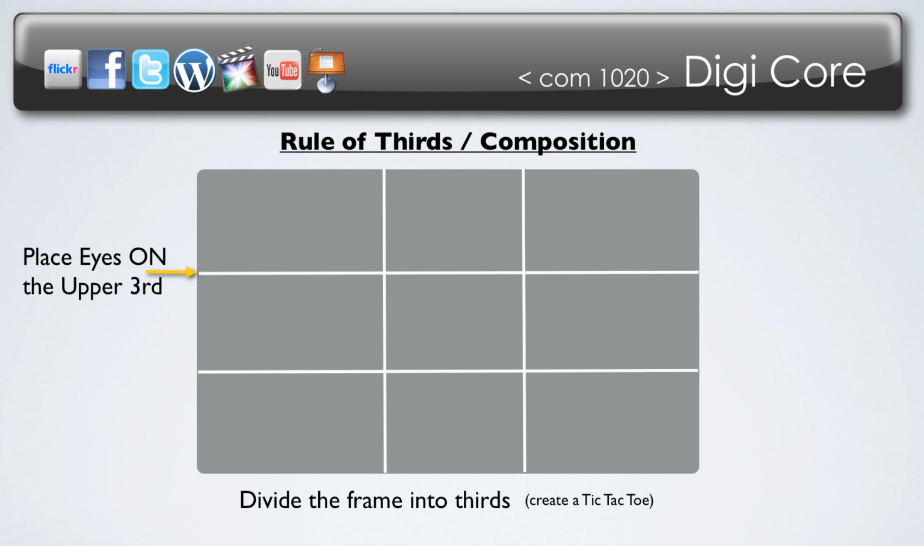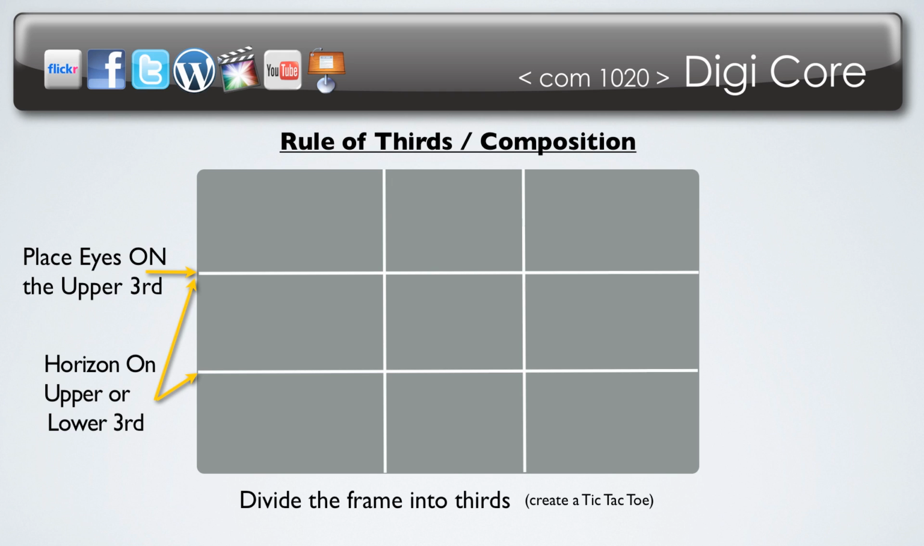Now perhaps what you're shooting doesn't have eyes. Maybe it's a landscape or an object. And if so, then you need to place the horizon on the upper or lower third. So where the sky meets the earth or the surface, you'll want to place it in the upper or the lower, but never in the center of the frame.